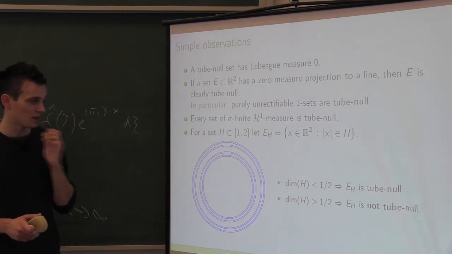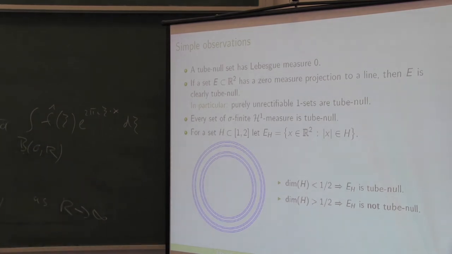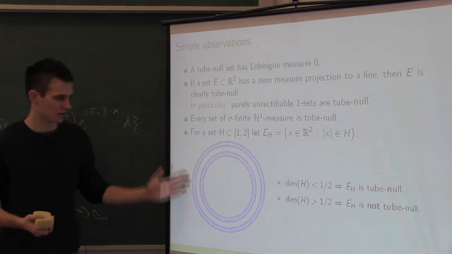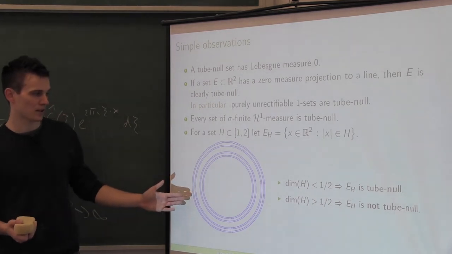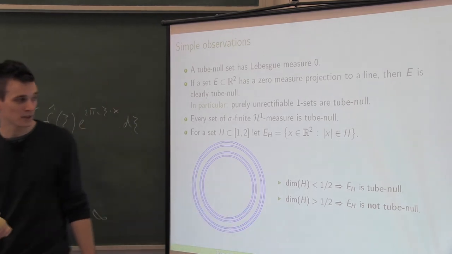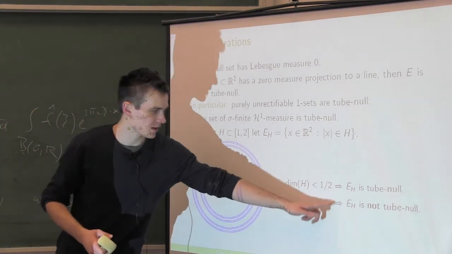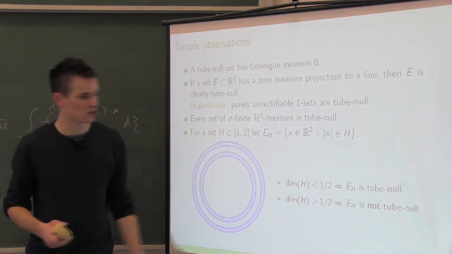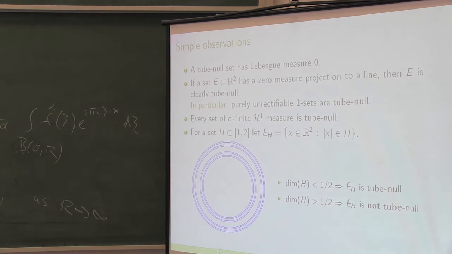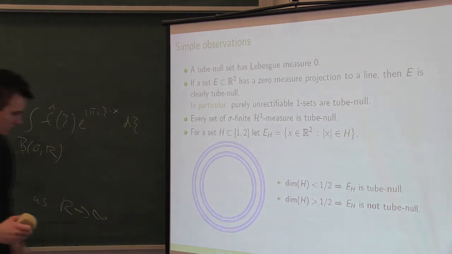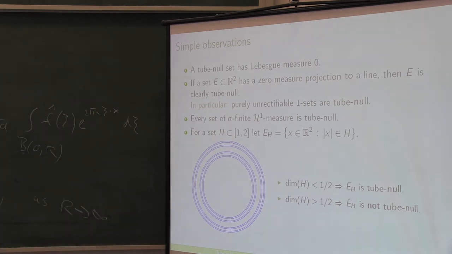It's interesting because this way the smallest... So if we are interested in constructing non-Tube-null sets, then the smallest Hausdorff dimension that we can get is 3/2. Because if this is larger than 1/2, then E sub H will have dimension more than 3/2. So it used to be an open question whether there is any set with Hausdorff dimension less than 3/2 that is not Tube-null. I will come back to that.